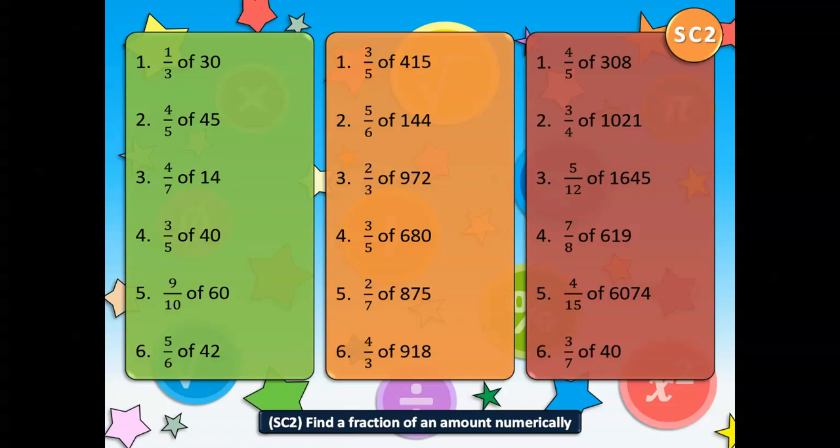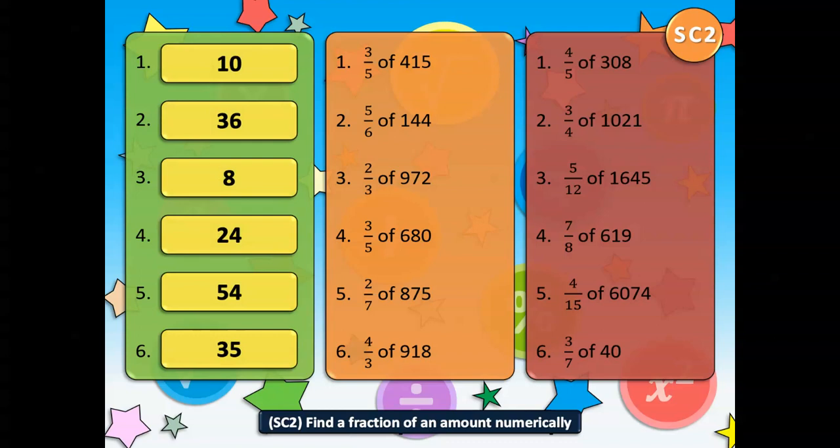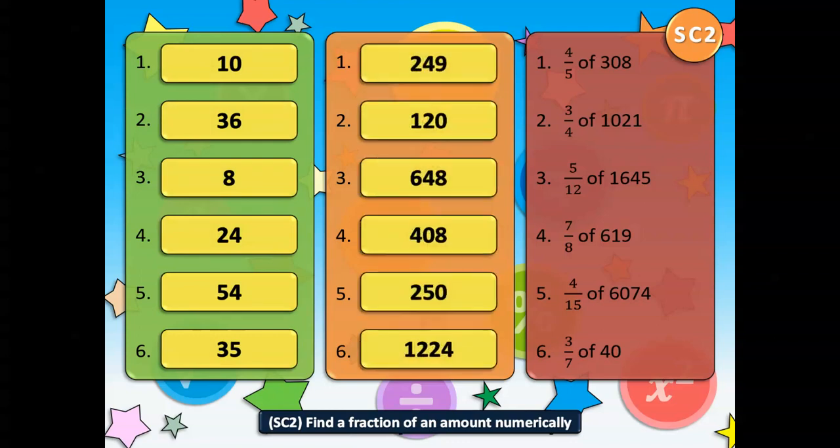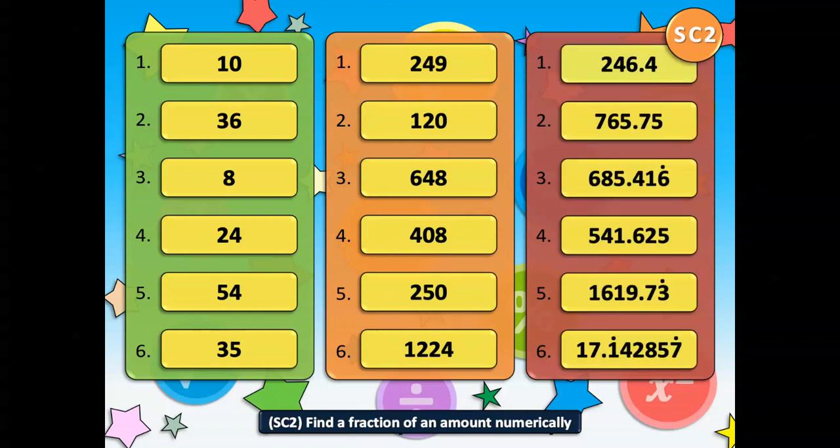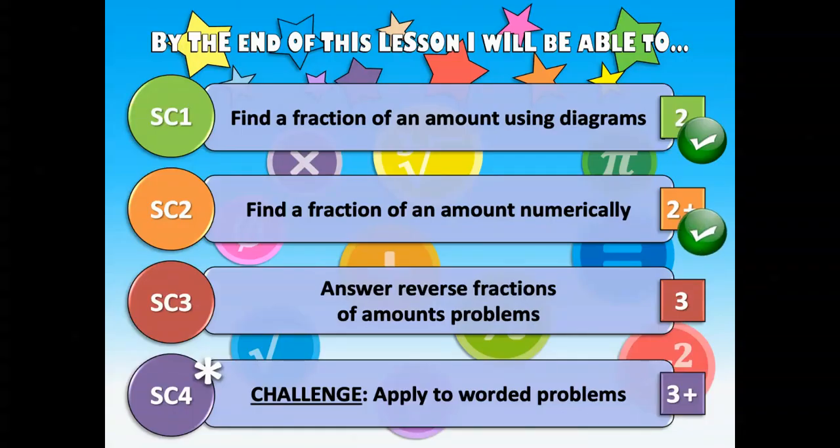Here are your answers. So there's your green answers. There's your amber answers. And there's your red answers. And now we've completed success criteria 2. So now we're going to have a go at success criteria 3, and this is to answer reverse fractions problems.